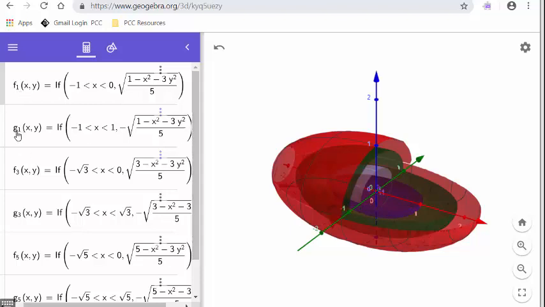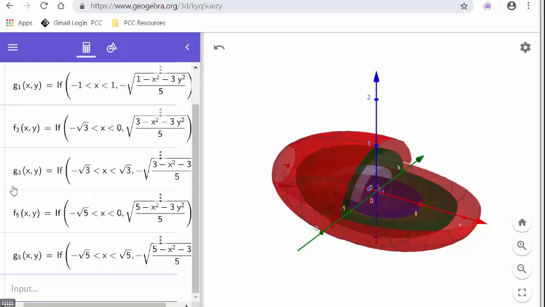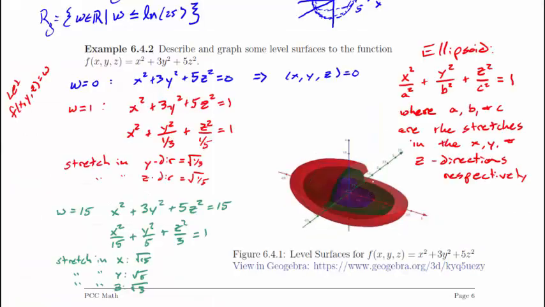So here these subscripts are telling us what the w value is. So f1 and g1 are the top and bottom halves of the ellipsoid for when w equals 1. When w equals 3, then we have the top half and bottom half here. And when w equals 5, we have the top half and bottom half here. And this gives us our concentric ellipsoids. These restrictions on the x values are to keep it so that I'm not getting this top slice, so that we can see into these shapes and see these concentric ellipsoids here. So these are giving us the level surfaces for when we're getting our different outputs.